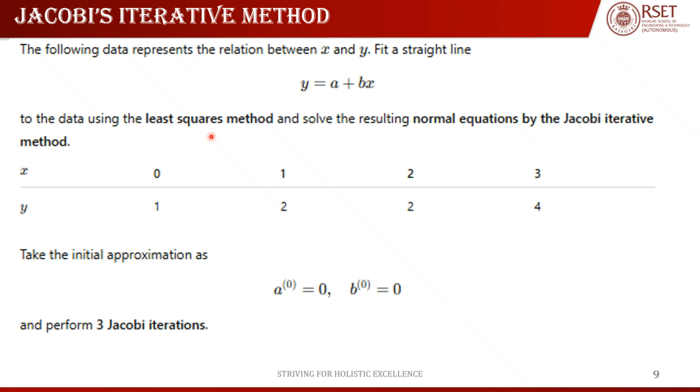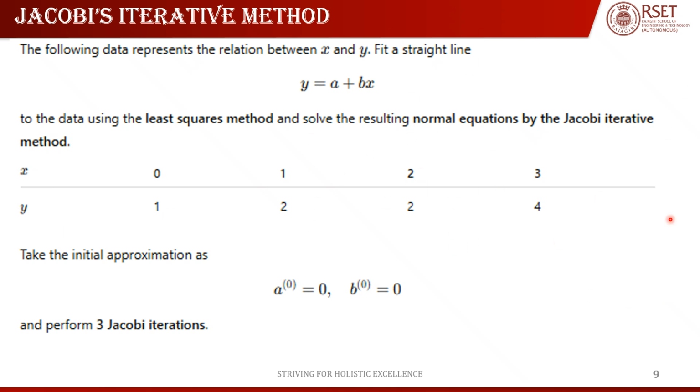So first we need to form the normal equation. We know the normal equation of a line. How to form the normal equation of a line? We have summation yi equal to na plus b summation xi, and also summation xi yi equal to a summation xi plus b summation xi square. We'll form the two normal equations, and then we'll solve them.